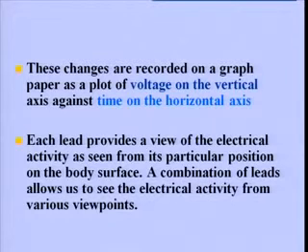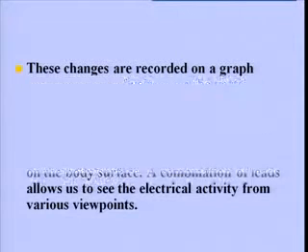So these changes are recorded on a graph paper as a plot. There is an x-axis and a y-axis. The horizontal x-axis indicates the time, and the vertical y-axis represents the voltage. Each lead provides a view of the electrical activity as seen from its particular position on the body surface. A combination of leads allows us to see the electrical activity from various viewpoints.